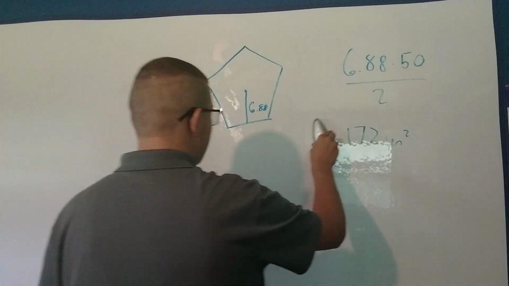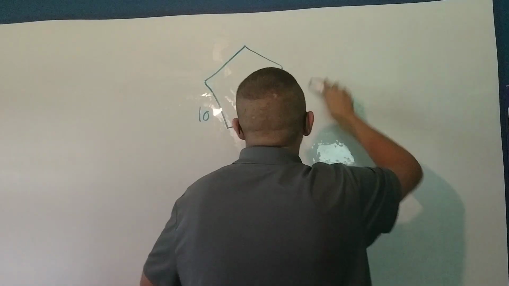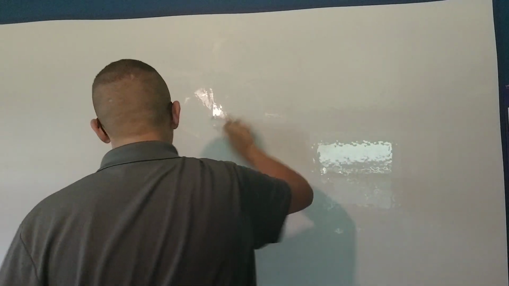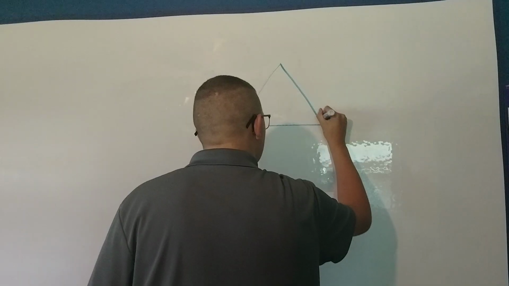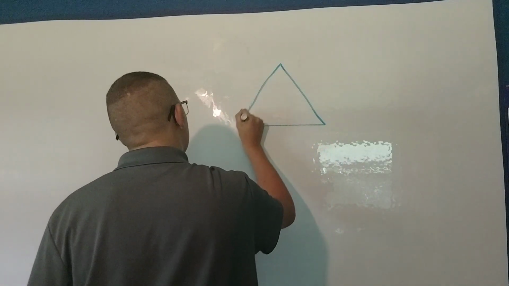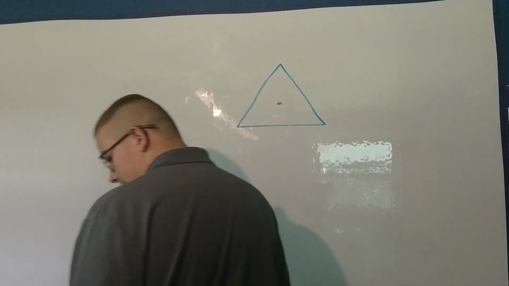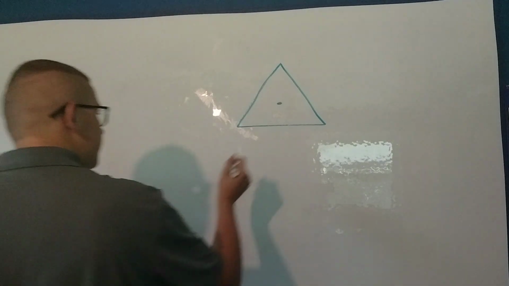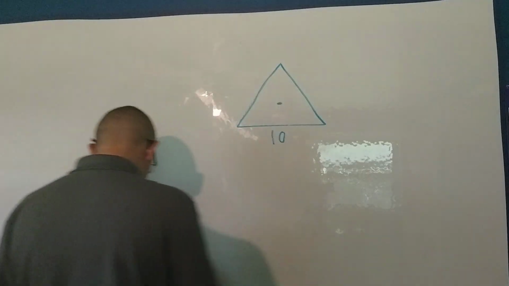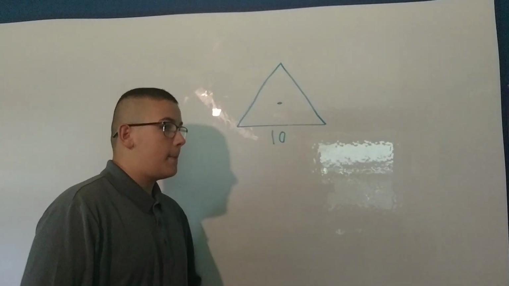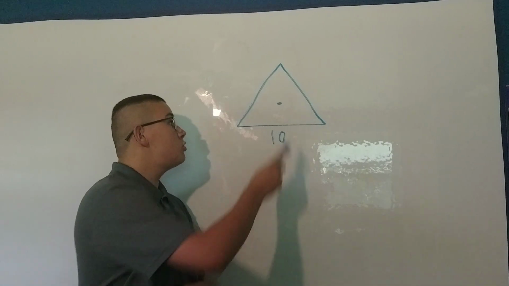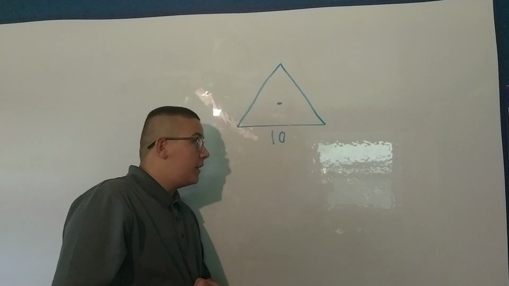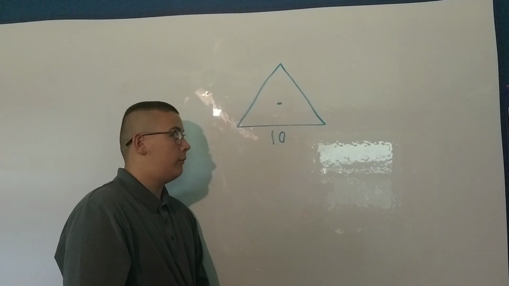But what if we don't have the apothem given to us, or what if we don't have a side length given to us, right? So let's say we just have a regular triangle here, like this, and I tell you the sides are worth 10 units, right? Now I ask you to solve for the area. Well, usually you would just do base times height, but here we don't have a height, so how do you solve for it?